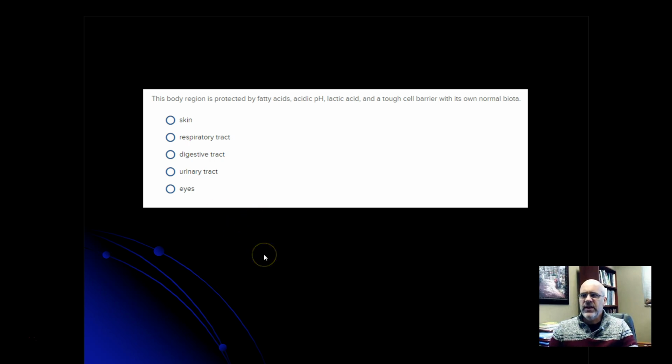This body region is protected by fatty acids, an acidic pH, lactic acid, and a tough cell barrier with its own normal biota? That's going to be the skin. I'm kind of wondering, probably an alternative answer that people like to pick with this one could be the digestive tract. And that's probably because of the acidic pH, which we associate with the stomach.